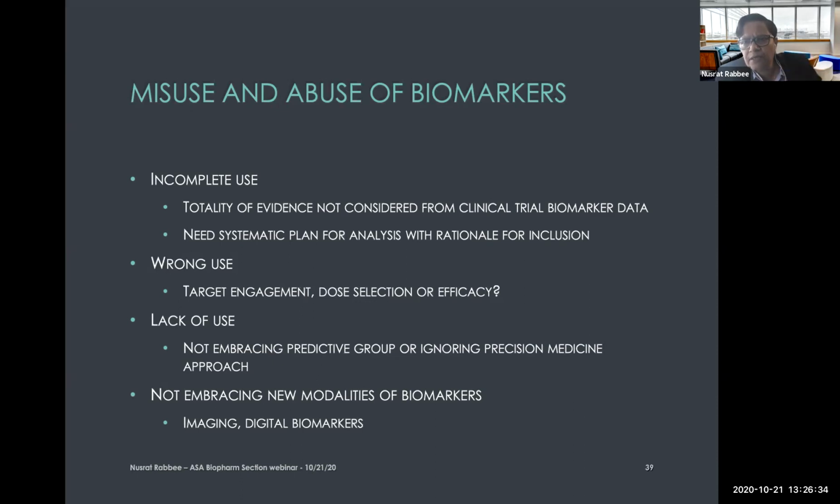The other, I wouldn't call it misuse or abuse, but I would say that we also need to keep educating ourselves as new modalities of biomarkers are coming in the picture, especially digital biomarkers and imaging. So we need to be part of a culture that is continually educating ourselves as the instruments are getting higher and higher precision, as the disease biology is getting more and more advanced, and so should the methods to keep up with the plethora of information that's arriving from clinical trials.